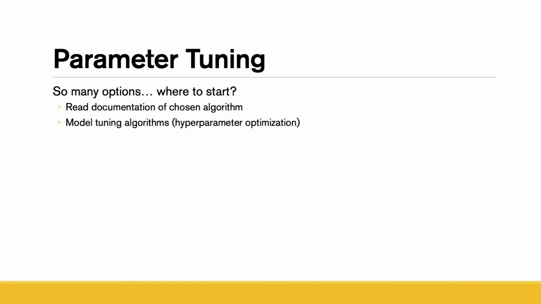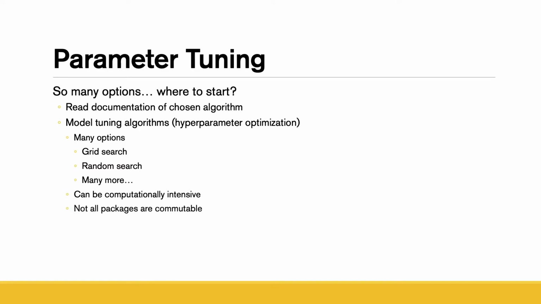Another thing is there are model tuning algorithms. Hyperparameter optimization is often what they're called. Basically, some of these repeat the same model building, just changing one variable at a time, and then you try to optimize that. They can be very computationally expensive to do, so it may not be to your favor. Again, I fall back to reading documentation and research.